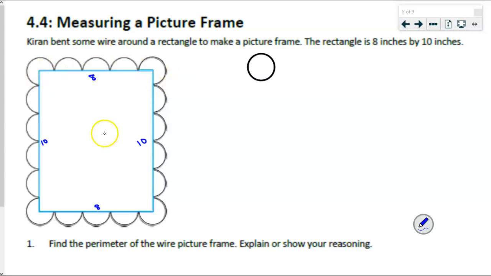Okay, the 8 on the top. Okay, cut these circles here into fourths. Like that? Okay.